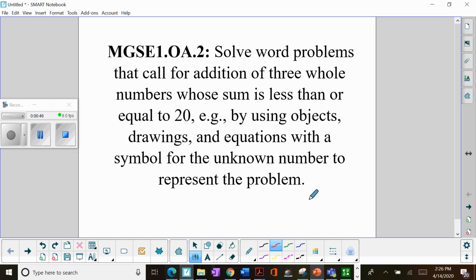Remember, we talked about the symbols could look like this. They could look like this. They could look like this. They could look like this. It could be a star. Anything that is not a number to represent the number that you don't know.